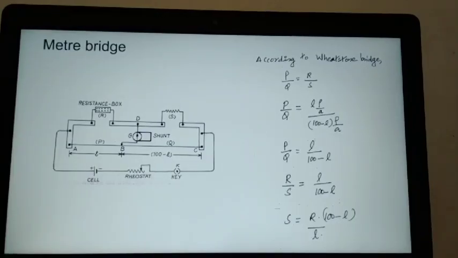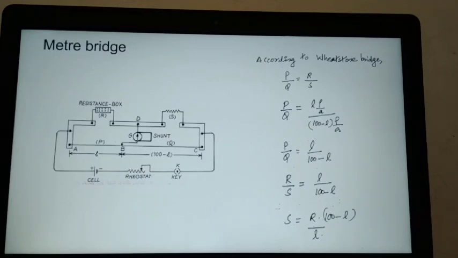See, this diagram is the meter bridge arrangement. AC is a conducting wire of length 100 centimeter, that is 1 meter, and it is connected to metallic slots with two gaps. In the first gap, a resistance box is connected, and in the second gap, a resistance S is connected, whose value is to be calculated.